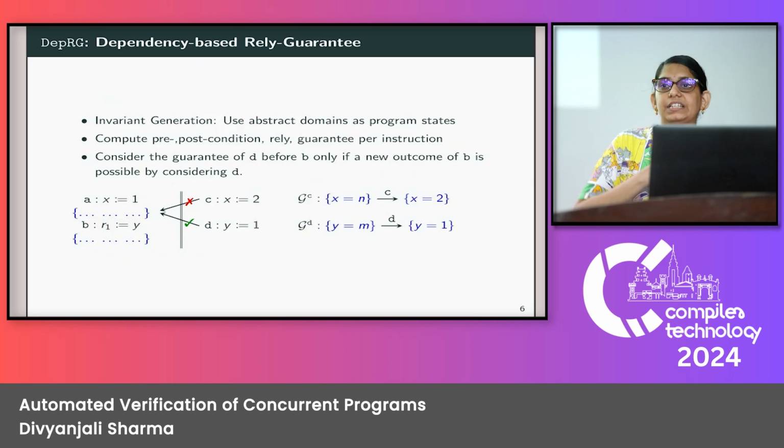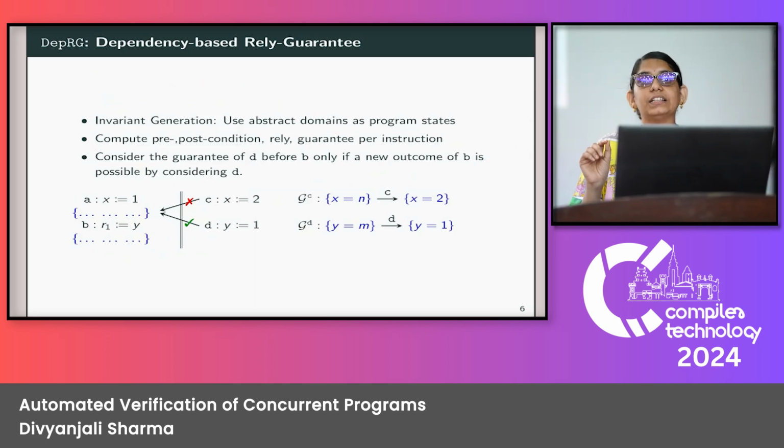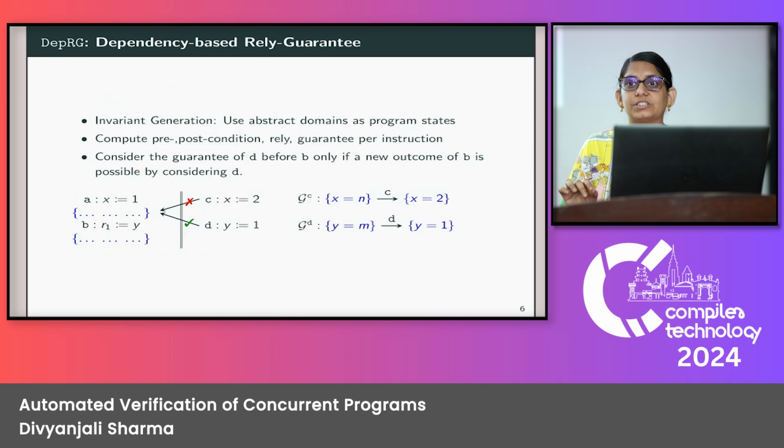The idea of DEP-RG is, first of all, that rely-guarantee reasoning computed the rely and guarantee environment actions for a single, particular thread. Here I am going to say these are per instruction, because I am interested in interleaving with particular instructions, not all possible interleavings. The second idea is we will look at the interleaving of D before B only if, by looking at that interleaving, we may get a new program state that we would not reach otherwise. So the keyword here is may. If at all it is possible to get a new program state, we have to look at it.